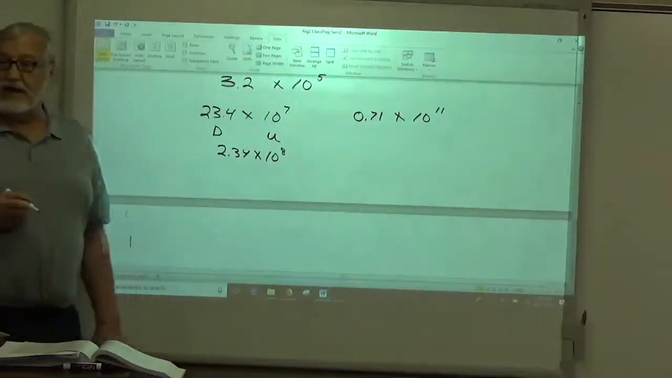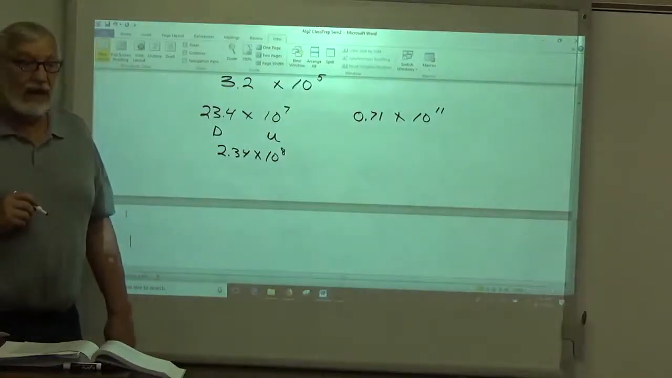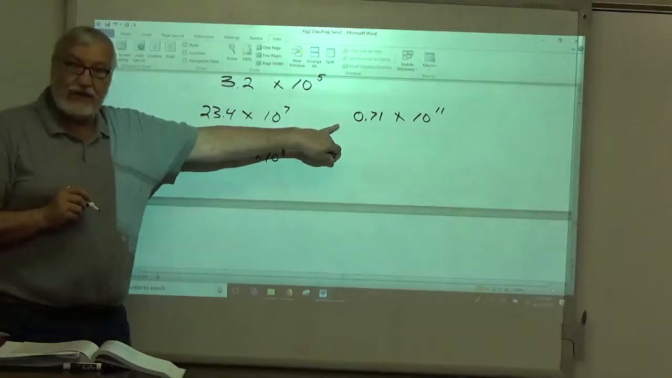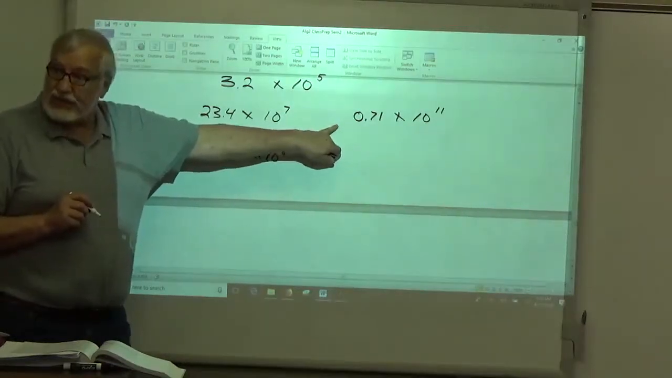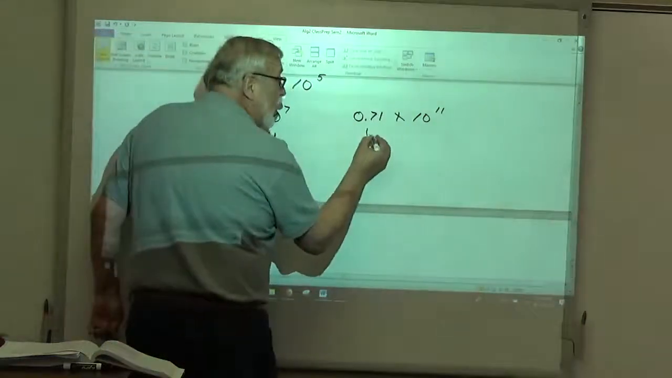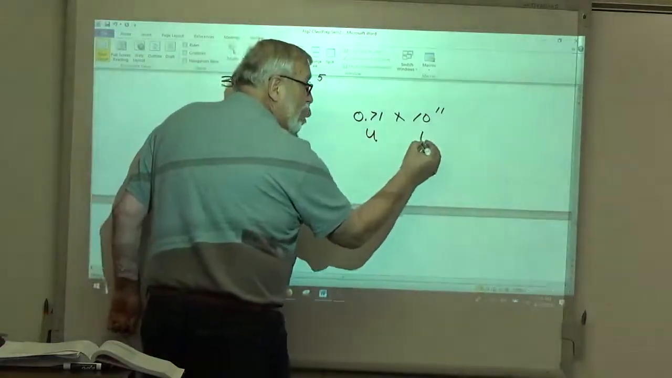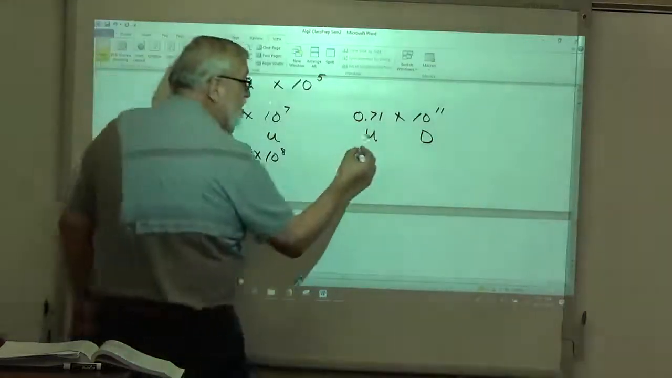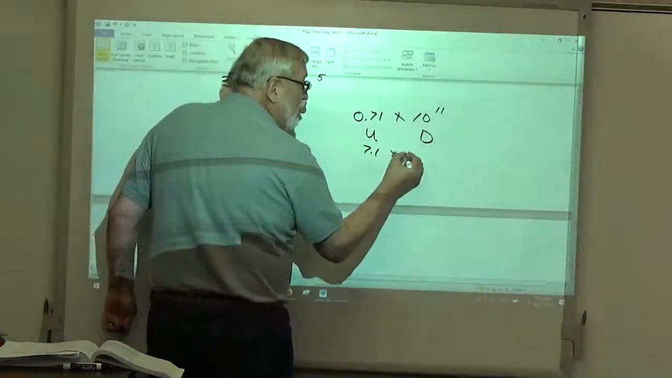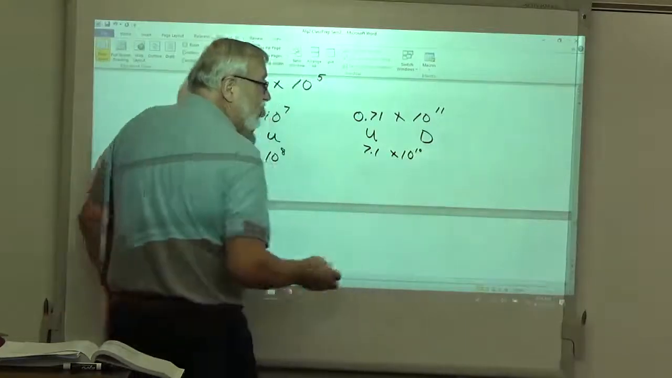0.071 times 10 to the 11th. Is this correct scientific notation? No. What's wrong with it? The mantissa is too small, right? So this has to go up by 1 power, so this will go down by 1 power, and therefore there'll be no change. So this will become 71 times 10 to the 10th.